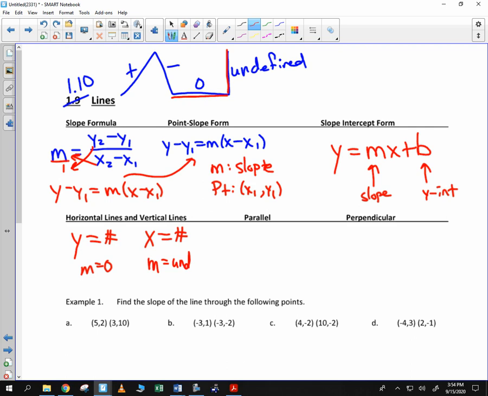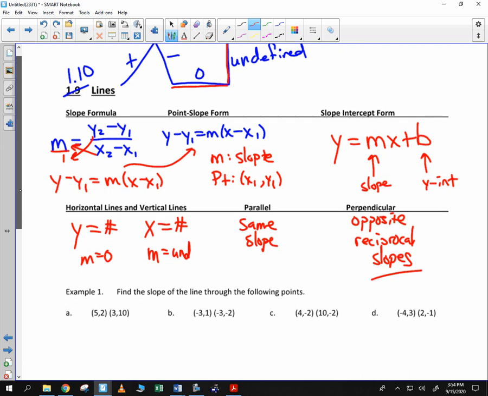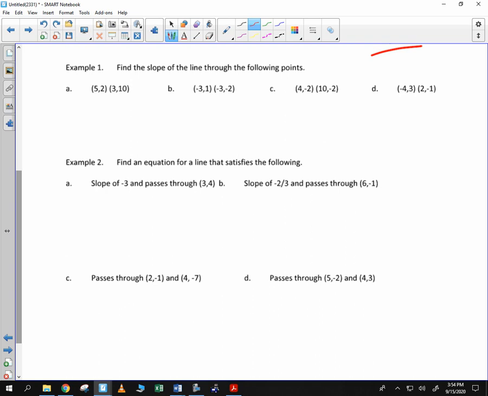Parallel lines have the same slope. And perpendicular lines have slopes that are opposite reciprocals. You've had this information since you were in 8th grade. Good review through geometry as well as Algebra 2. Let's try a couple. Find the slope of the line that passes through the following points.